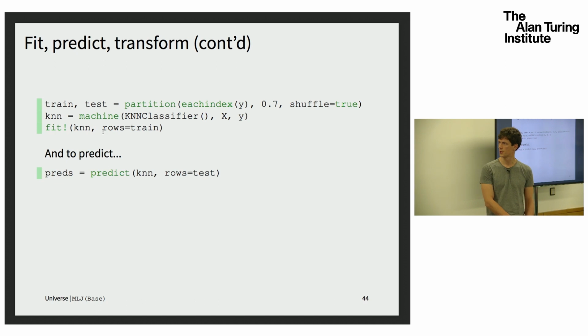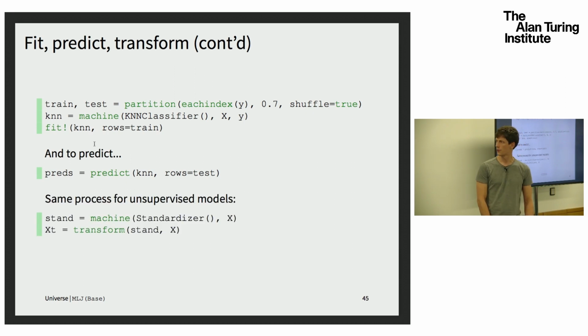To predict should come as no surprise. You use your machine, and you specify the rows that you want. So you can either specify the rows, or here actually you could predict on new data, of course. So you could pass, instead of rows equals test, you could just pass data that meets the specifications. Right. Same for unsupervised models.